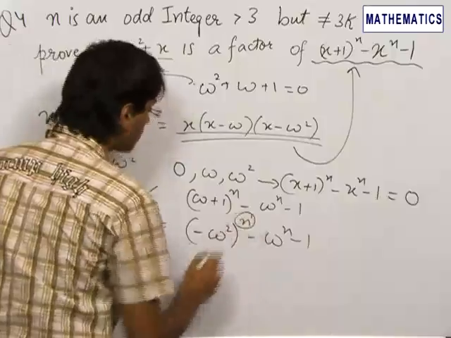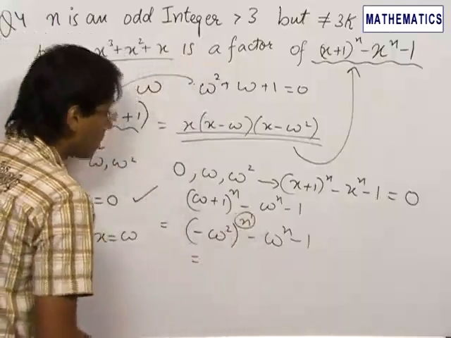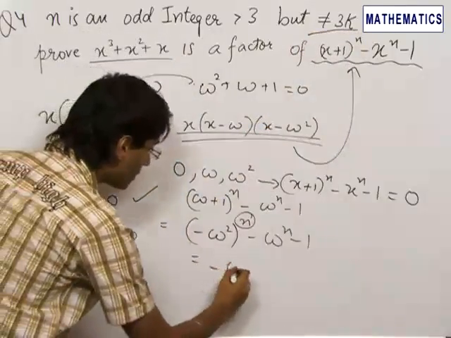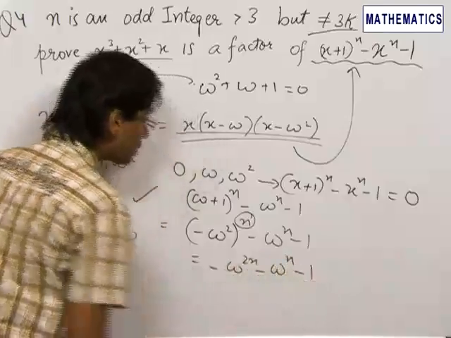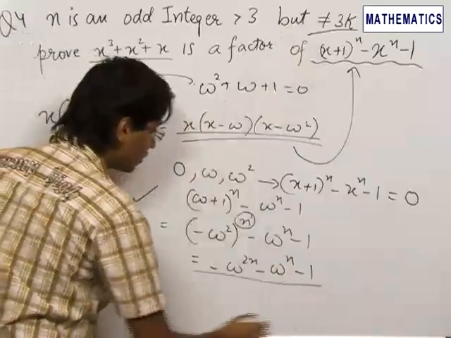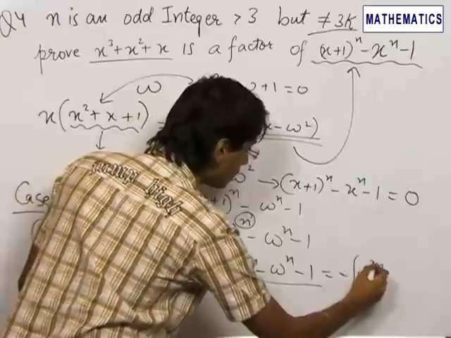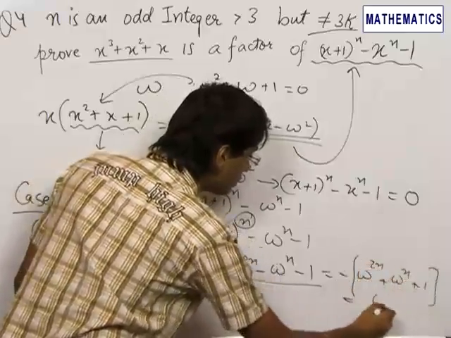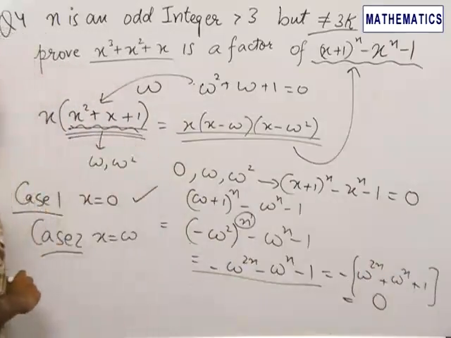Now since n is an odd integer greater than 3, and definitely it is not a multiple of 3, this becomes minus omega power 2n minus omega power n minus 1. And since n is not a multiple of 3, the value of this expression is equal to minus times (omega power 2n plus omega power n plus 1), which is equal to 0, since omega is again a root of this quadratic.